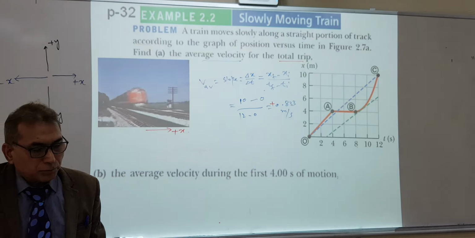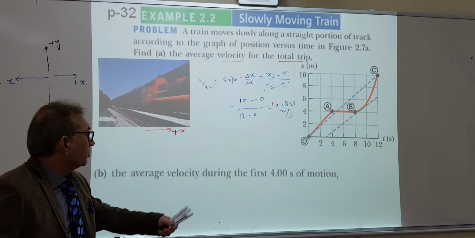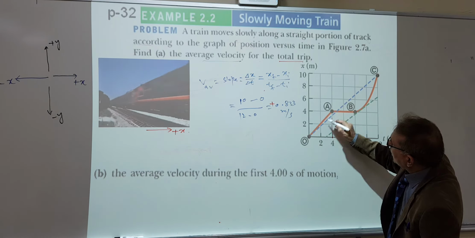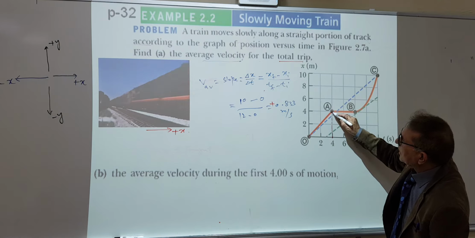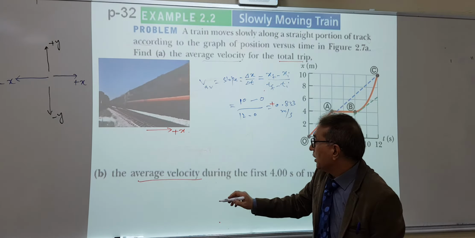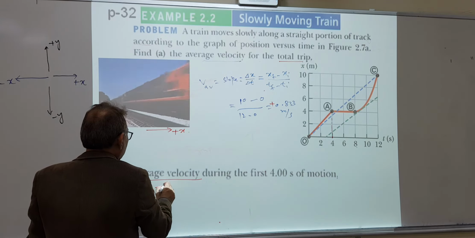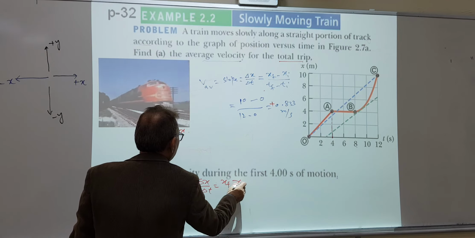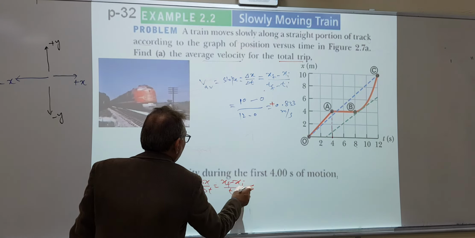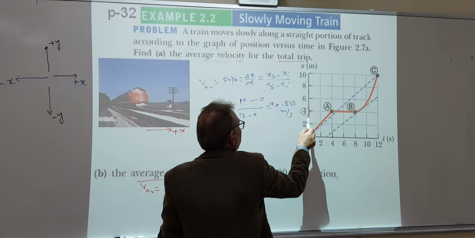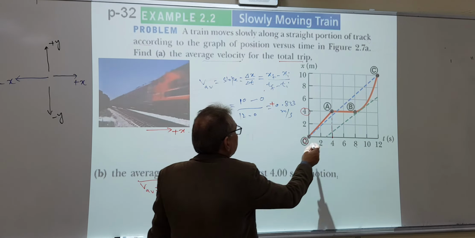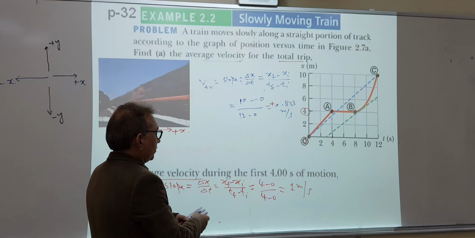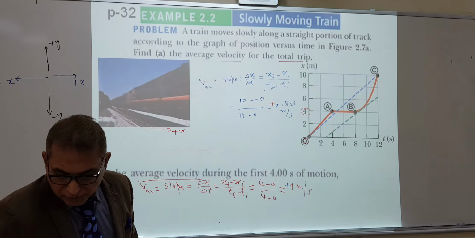x-axis direction. Now, the second part, the average velocity during the first 4 seconds of the motion. First 4 seconds, you see this is time in seconds, up to here. Go up, so this is your line now, from O to A. So you have to find again the average velocity. Keep in mind, average velocity is again the slope of that line, which is delta x over delta t, which is x final minus x initial over time. Final is 4 minus initial 0, and time final 4 minus initial 0. You get 1 meter per second. Again, it is positive, so it means it is moving towards the positive x-axis.